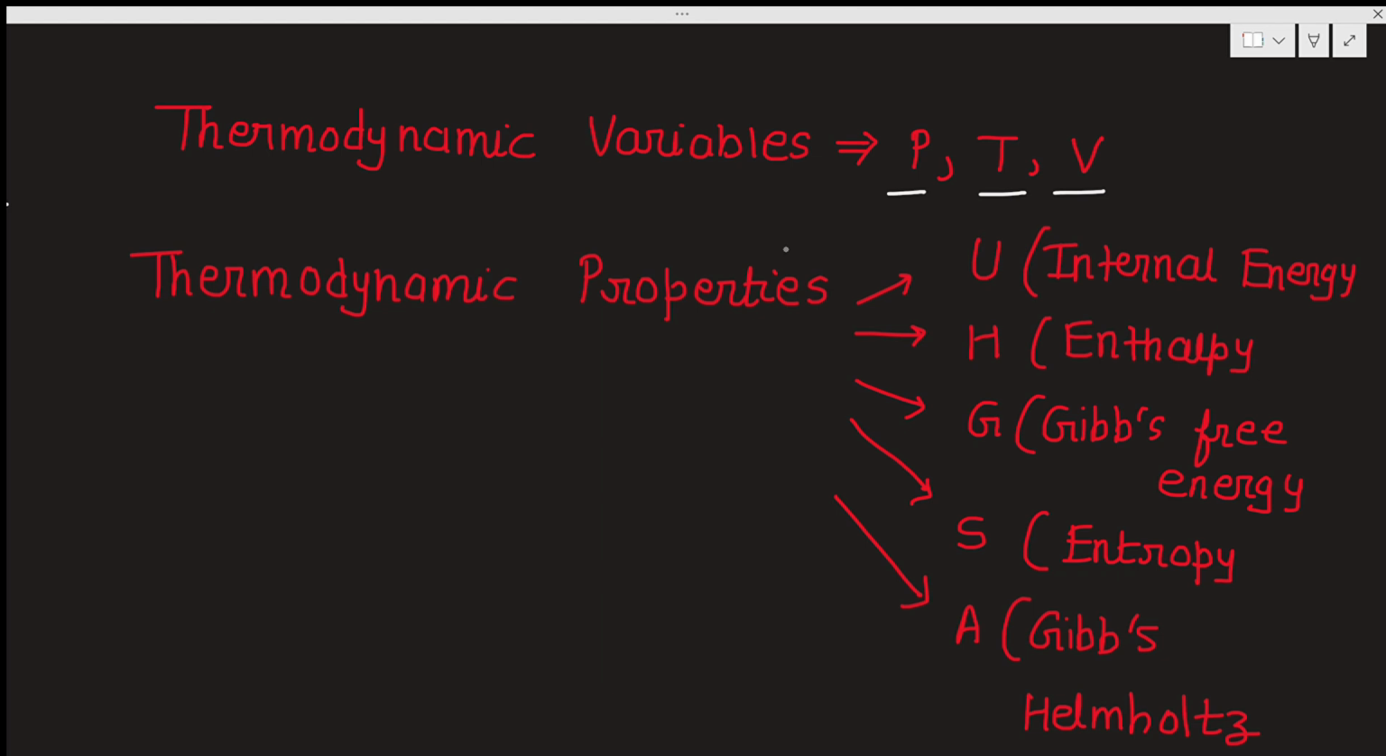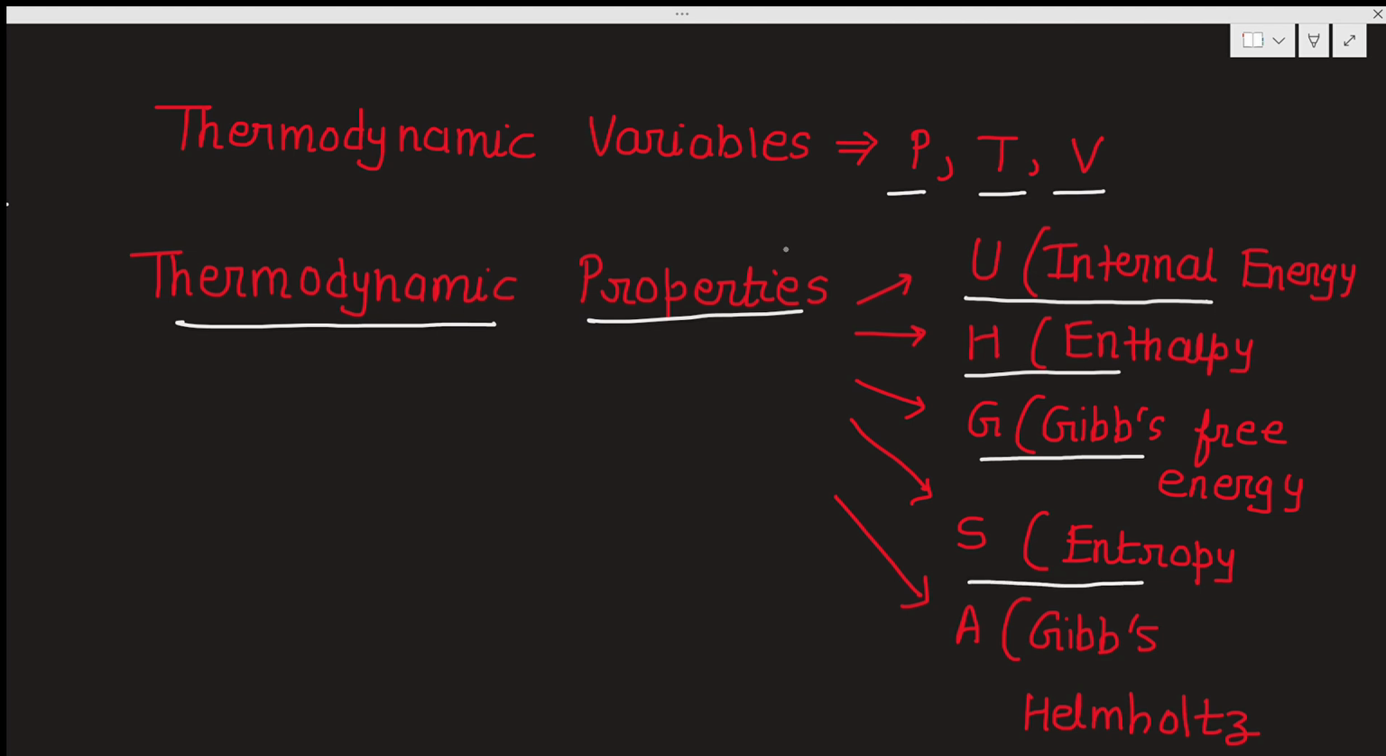Now, there are the thermodynamic properties with which we deal in thermodynamics. These thermodynamic properties are internal energy, denoted by U. Next one is enthalpy, denoted by H. Third one is Gibbs free energy, denoted by G. Next is entropy, denoted by S. And next is the Helmholtz function, denoted by A. Out of these, U, H, G and A are also known as the thermodynamic potentials.